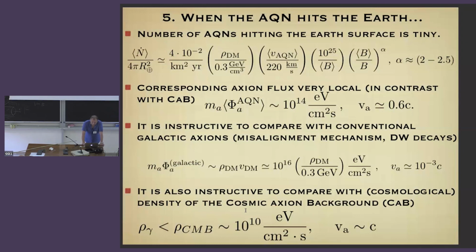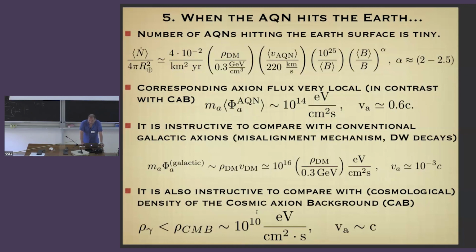Again, the flux for the relativistic axions is about 10^14 eV. You have to compare with the galactic axions Pierre is talking about, 10^16. So it's 2 orders of magnitude smaller for the flux. And I know about the so-called cosmic axion background. I know from Nick Roth, who actually visited UBC.